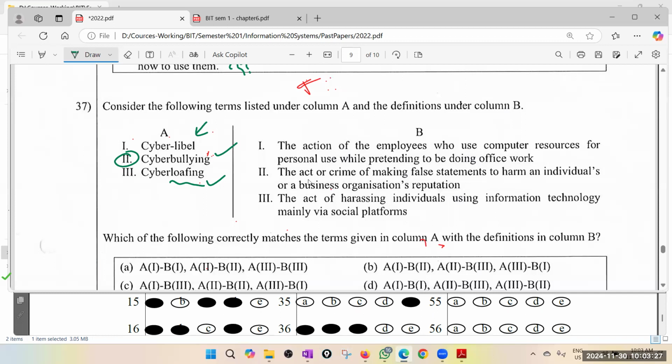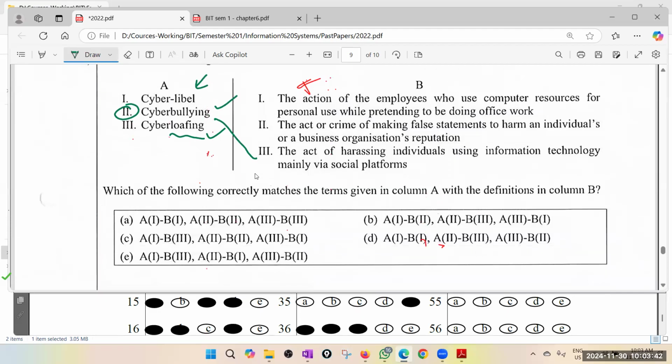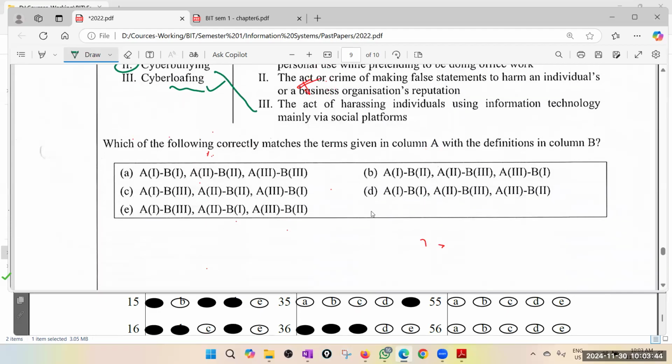That is not cyberbullying. The act of crime of making false statements to harm the individual's or business organization's reputation. The act of harassing individuals using information technology mainly via social platform, that is bullying. So therefore, I first looked for 2-3 mapping. This is 2-2, 2-2, 2-1, 2-3, 2-3. Now I have reduced my focus to just 2 answers.